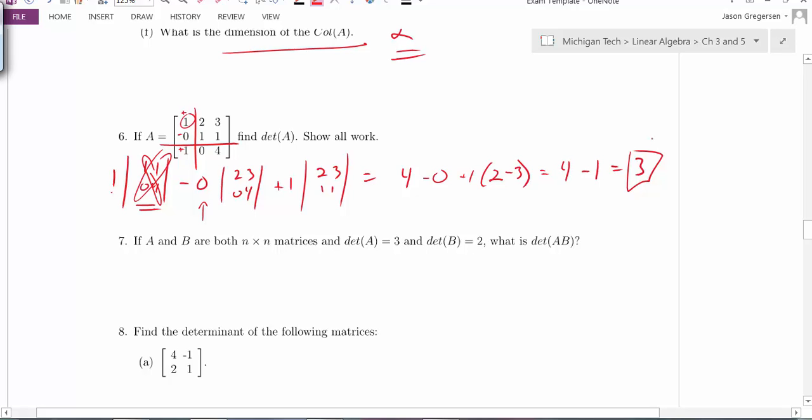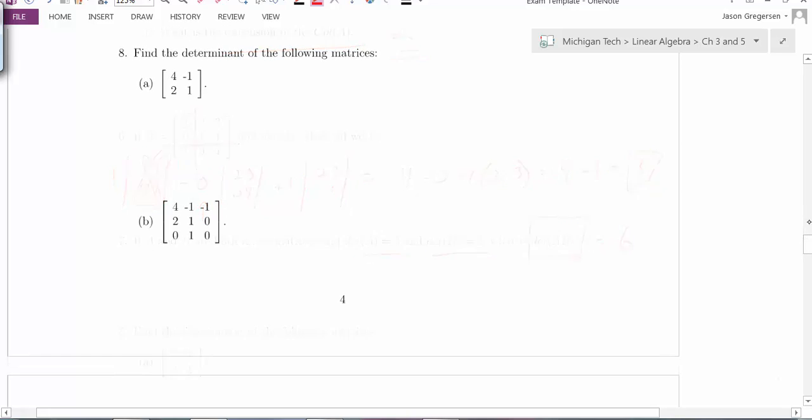Number 7 says if A and B are both n by n matrices, and the determinant of A is 3, and the determinant of B is 2, what is the determinant of the product AB? In this case, the determinant of the product AB is equal to the product of the individual determinants. So it looks like this one would be equal to 6. Number 8 says find the determinant of the following matrices. The first one is the 2 by 2, so it should just be this product, 4 times 1, minus this product, 2 times negative 1, which is negative 2. So it looks like the determinant is 6. And what about the determinant of this matrix?